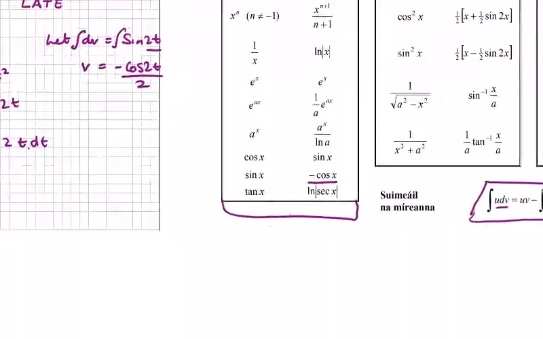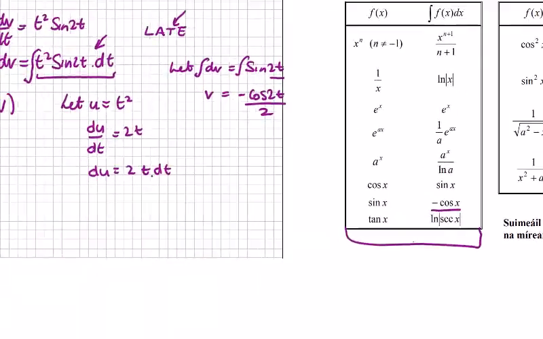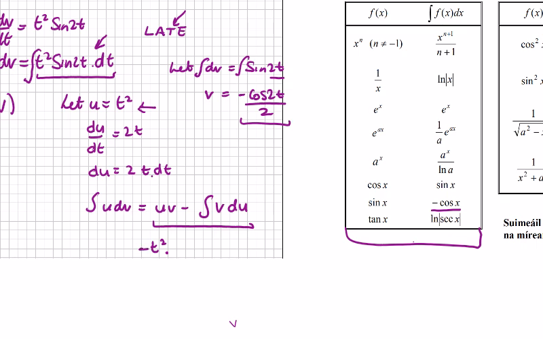So now, it might be handy to write it out, the integral of u dv is equal to u times v minus the integral of v du. So we have to write it now in this format. So u is t squared from here, t squared times v, which we've just gotten to be minus cos 2t over 2. I'm going to put the minus in front and write cos 2t over 2. So that's fully simplified now.